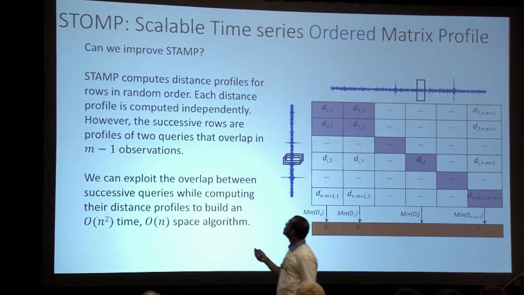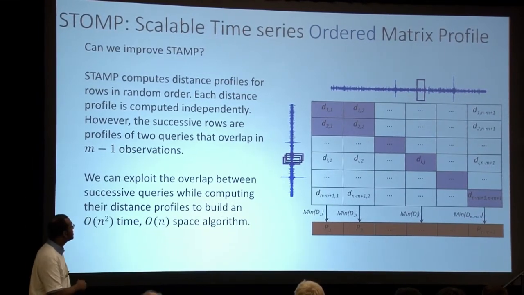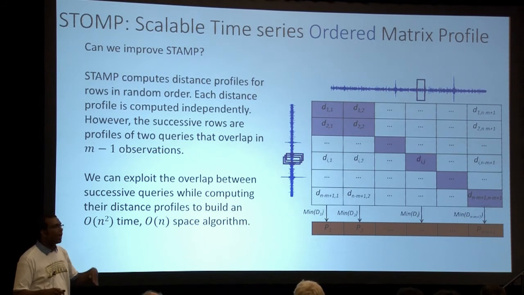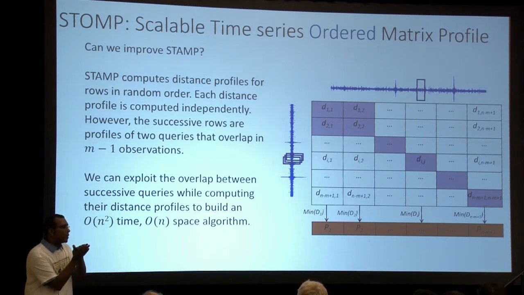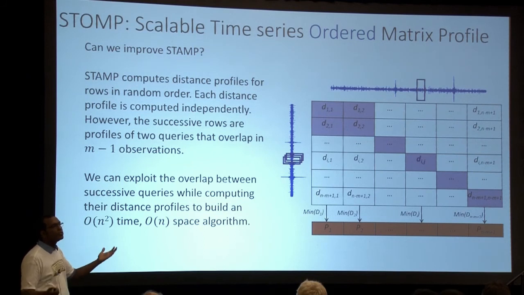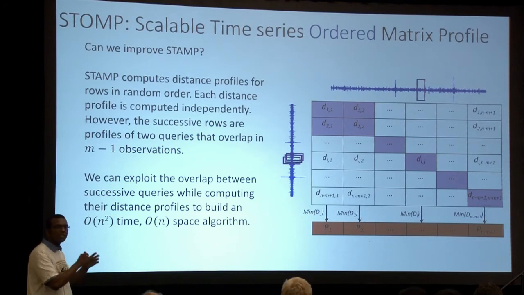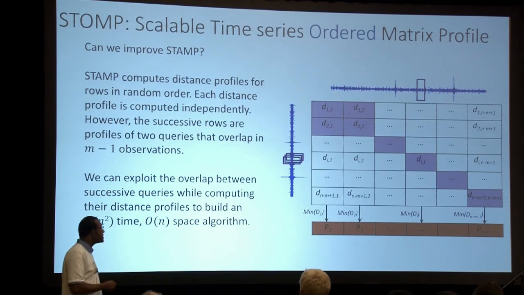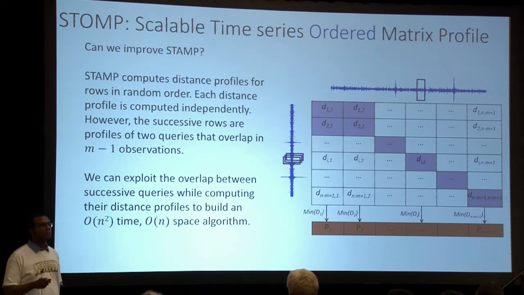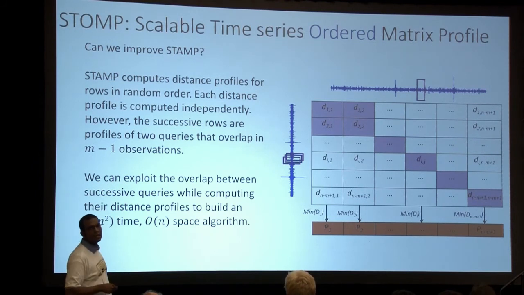And the answer is yes. STAMP computes distance profiles in row by row order and doesn't use any overlap between the rows. But actually, if you think about it, imagine 3 successive rows here. Those will be done for 3 successive windows which share a lot of points together, right? And we are not using that in STAMP. We are basically calculating MASS for each of these windows independently and taking the minimum. Can we use that overlap? The answer is yes, and we can then make an order n square algorithm, not n square log n, and that's the STOMP algorithm.